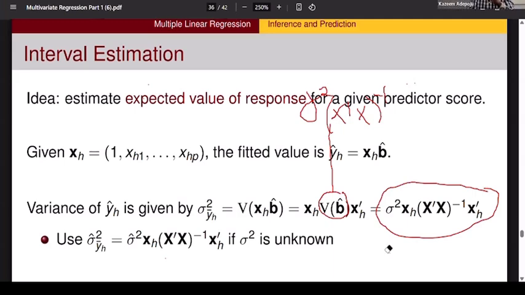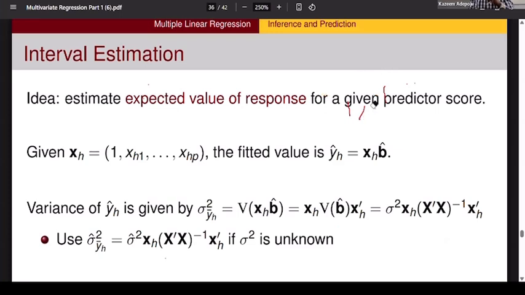If the sigma squared here is unknown, then we can estimate it from the data. You see sigma cap squared? That is for the situation where sigma squared, the population variance, is unknown.